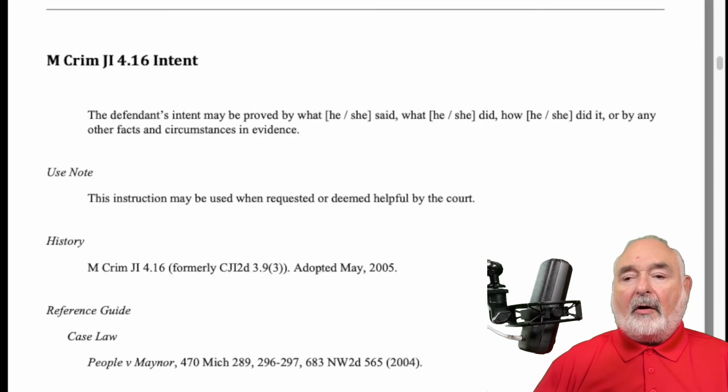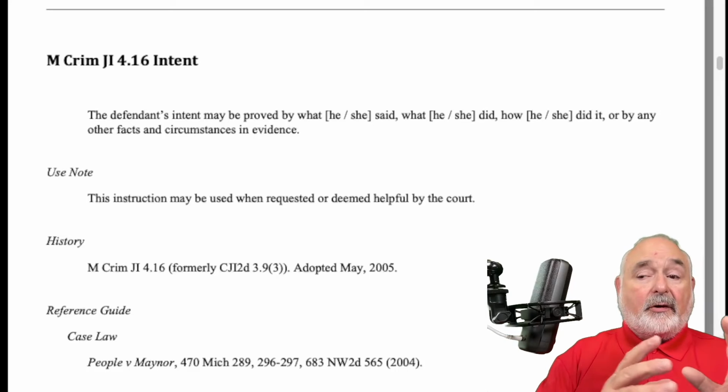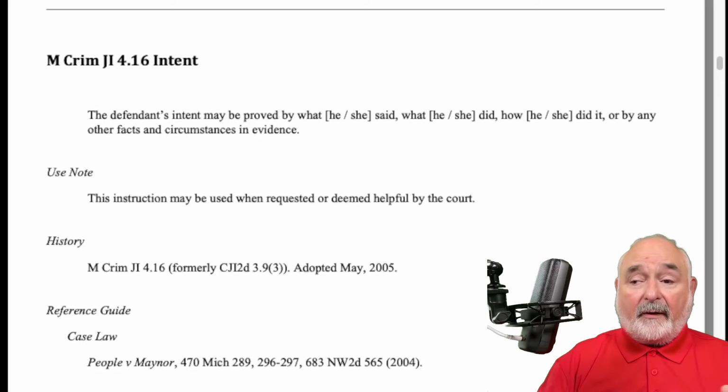Almost all crimes call for some kind of intent. The defendant's intent may be proved by what he or she said or did, how she did it, or by any other facts and circumstances in evidence. In other words, you can look at the totality of the evidence here. You can look at all of these things, and you can apply your common sense to determine whether or not they had intent.